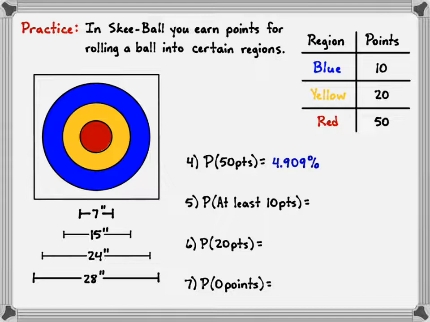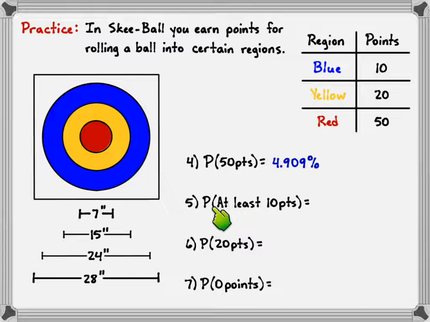Number 5, it says, what's the probability of getting at least 10 points? Well, think about it. If you want to get at least 10 points, that means you could get 10, 20, or 50 points. Now, what you might think you need to do is find the area of the blue region plus the area of the yellow region plus the area of the red region. And that's true, that would be your event space. But really, when you add up the blue region, the yellow region, and the red region, you're just getting the area of this big circle here.